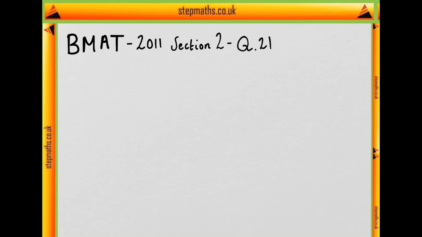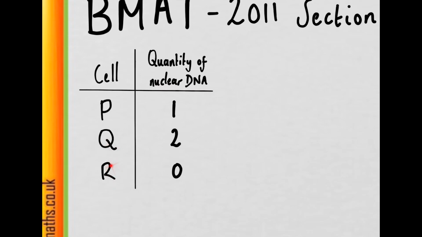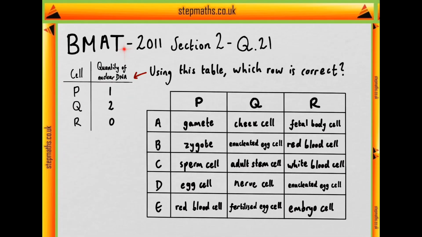In question 21 we're given two tables, the first one seen here, where we have cells P, Q and R. R appears to have no DNA, whereas P appears to have half the DNA of cell Q. We're then given our second table, and we're asked, using this information here, which row is correct in our second table. Now our 5 rows appear to be indicating potential cells which could correspond to P, Q and R.